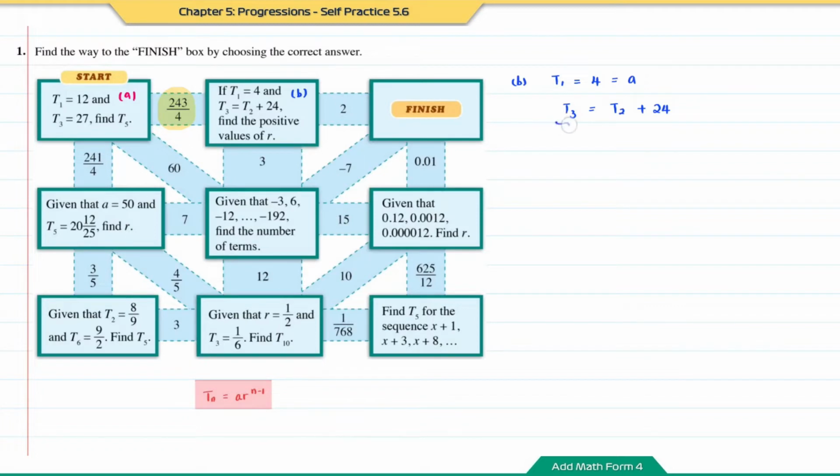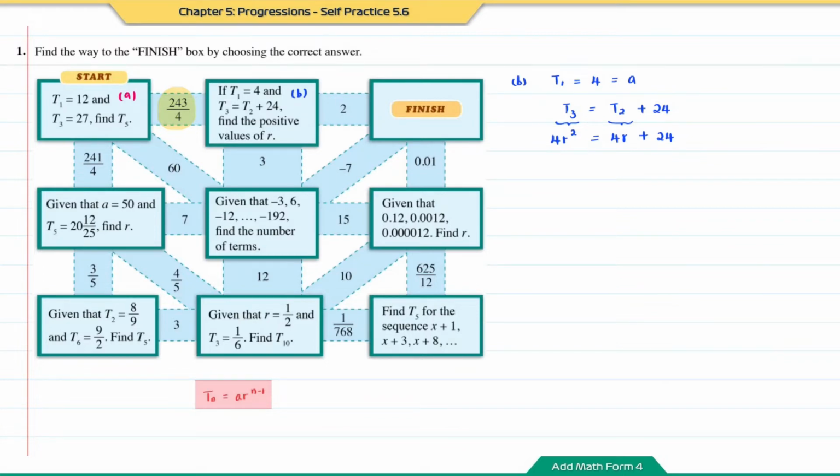Next we're going to replace this T3 using the formula AR^(n-1). So here the A will be 4, R, n minus 1 is 3 minus 1, which is equal to 2. And for this T2, we're going to replace it with the AR^(n-1) as well. So here the A is 4, R, n minus 1 is 2 minus 1, so the answer is 1. Now, when we look at this, we have the highest power of R equal to 2, which indicates this is a quadratic equation.